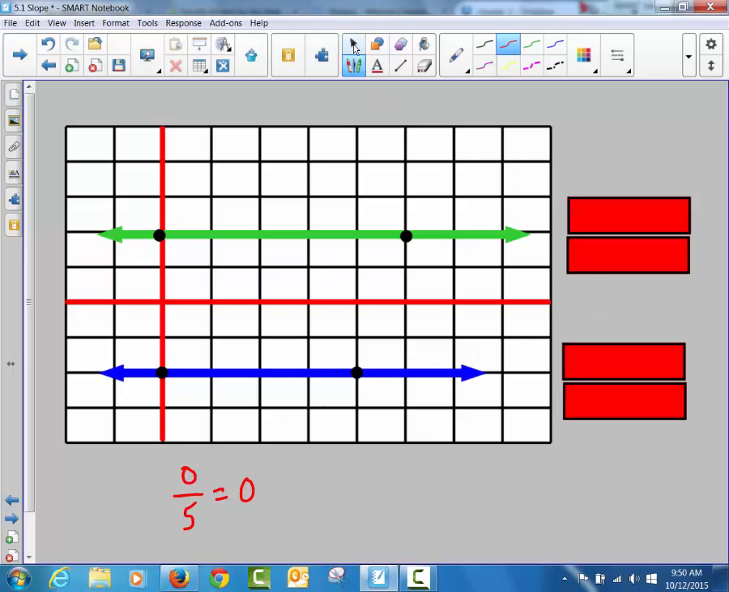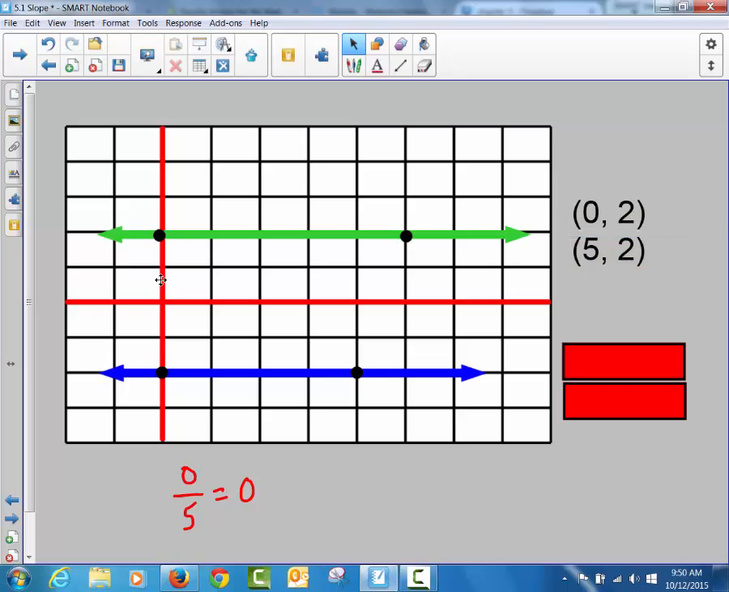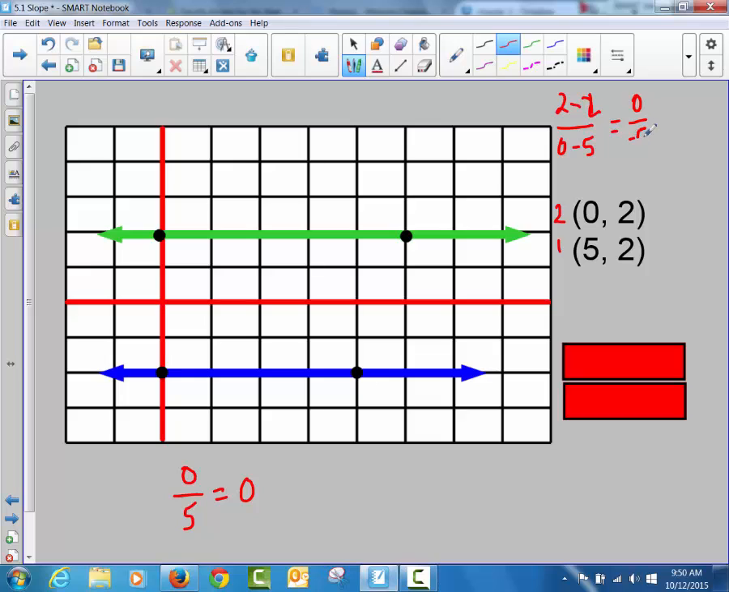Now let's check it just by doing it with the formula. This is 0, 2. This is 5, 2. So let's look what happens. We go y2, which is, we'll designate them 2 and 1. y2 would be 2 minus y1 is 2 over 0 minus 5, which gives us 0 over negative 5, which gives us 0, which is the same as what we got by counting.